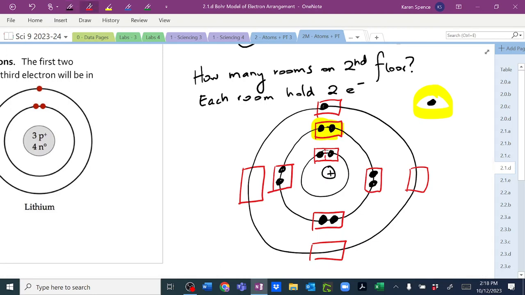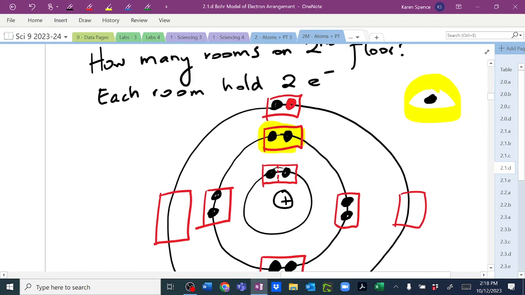Now, does my next electron go there? Why not? What's wrong with that little red electron? Stranger danger, yes. It doesn't want to be in the same room unless it has to be. Unless it's like, oh my gosh, I have to trudge up another floor of stairs, right? Then it'll be like, okay, fine, I'll share, right? But no, it would prefer to have its own room.